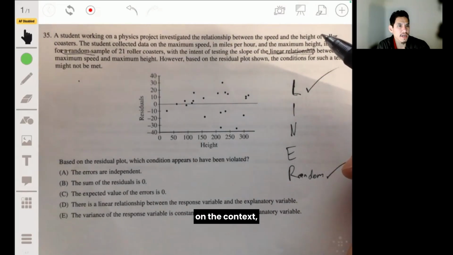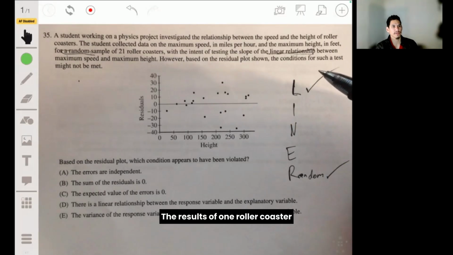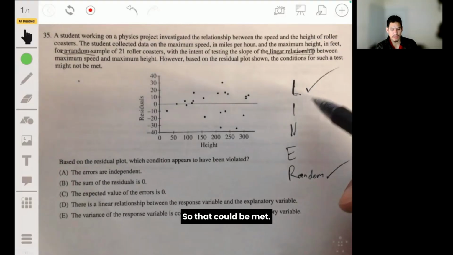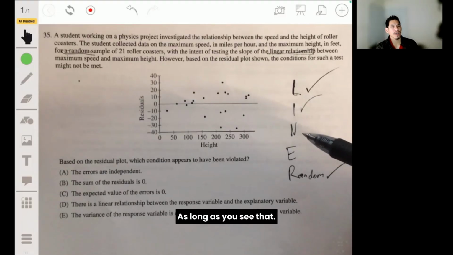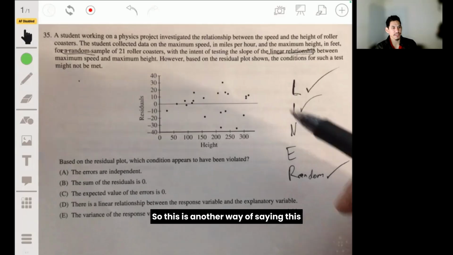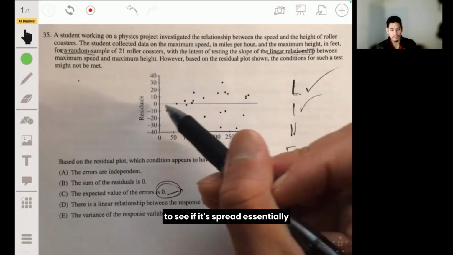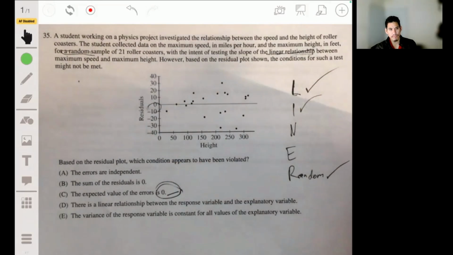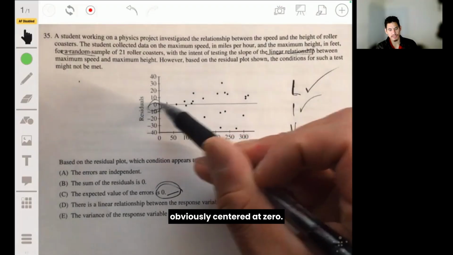Independent. Based on the context, the results of one roller coaster are not going to affect the speed of the other one. So that could be met. Normal now, and equal standard deviation. For the normal one, another way of saying this is expected value. You want to look to see if it's spread essentially centered at 0. They're usually never going to make it that hard to verify. So this is obviously centered at 0.